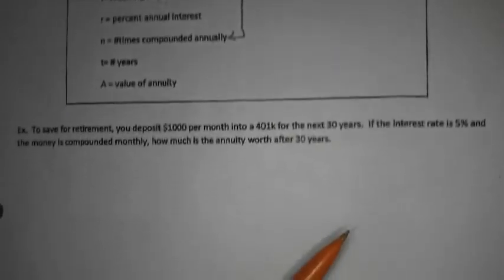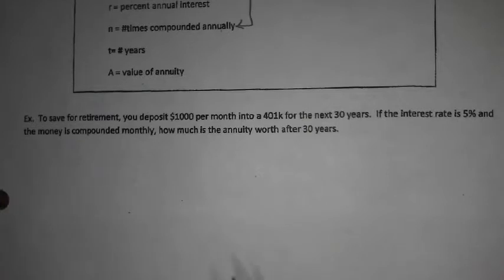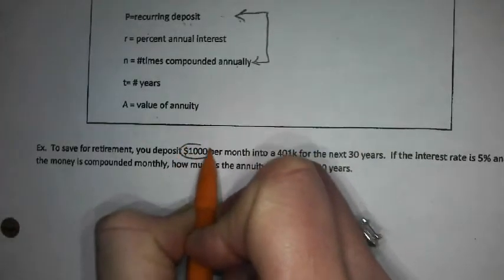So in this first example, you're saving for retirement. You deposit $1,000 per month. What's that $1,000 going to go in for?